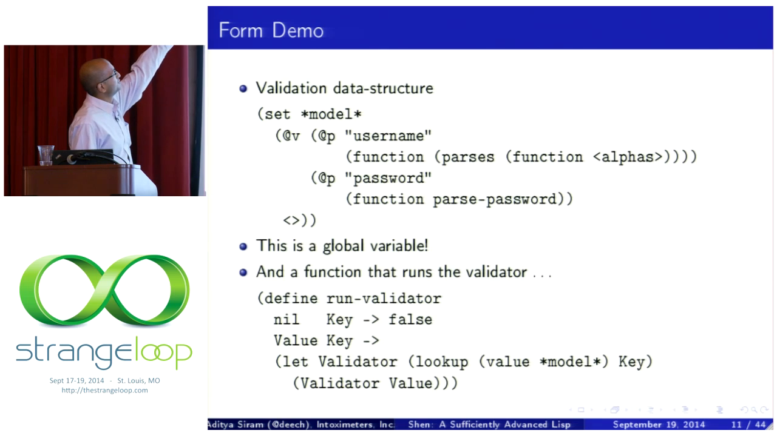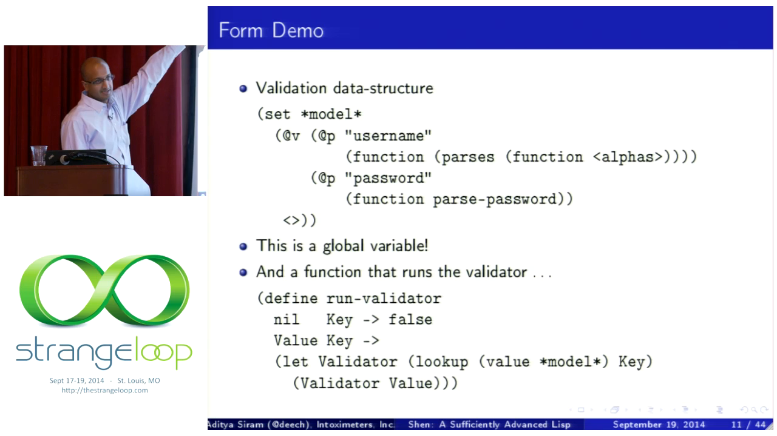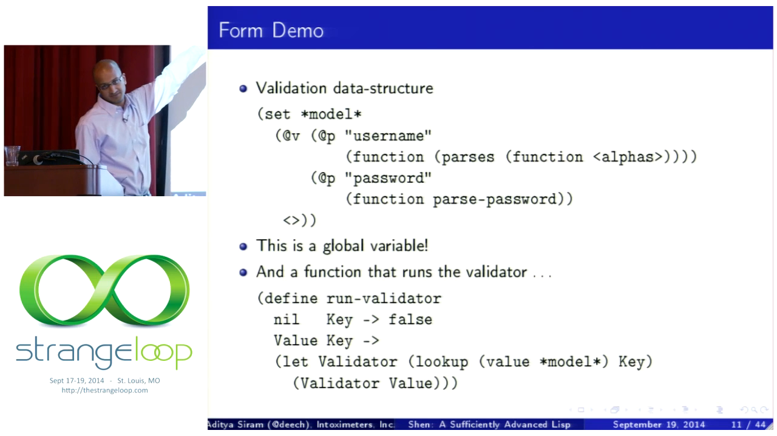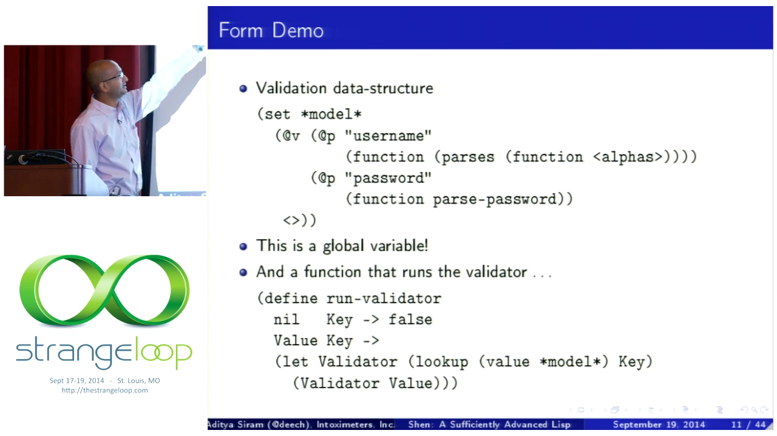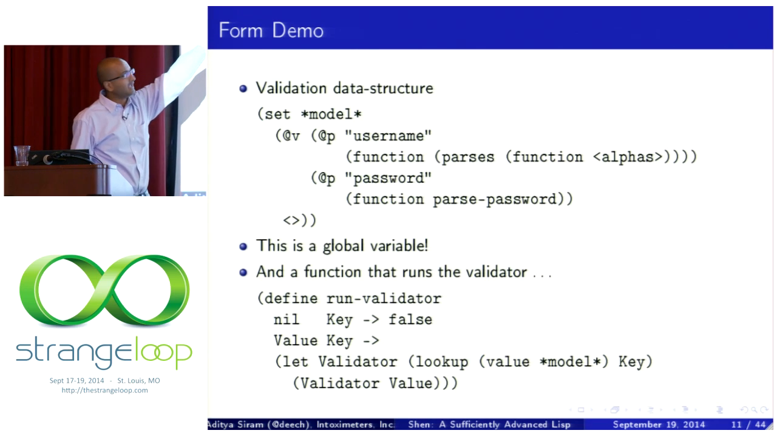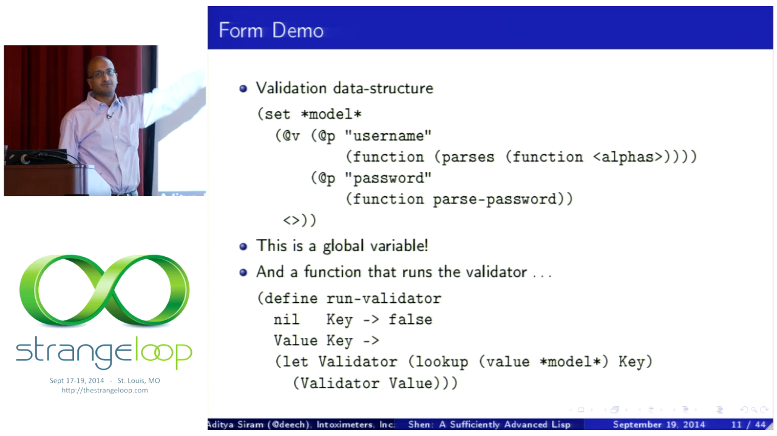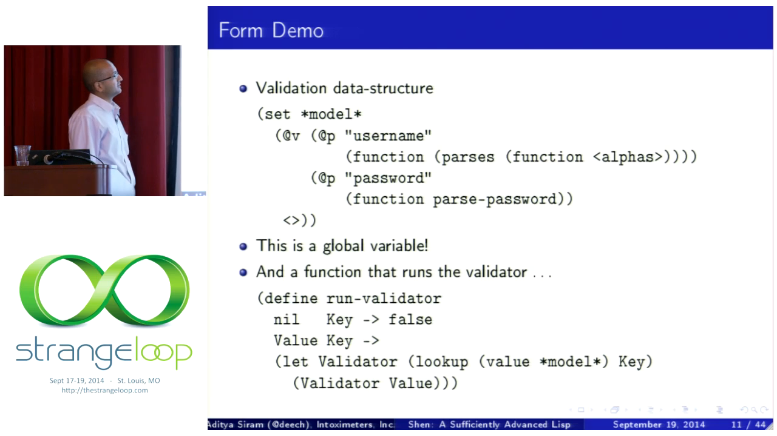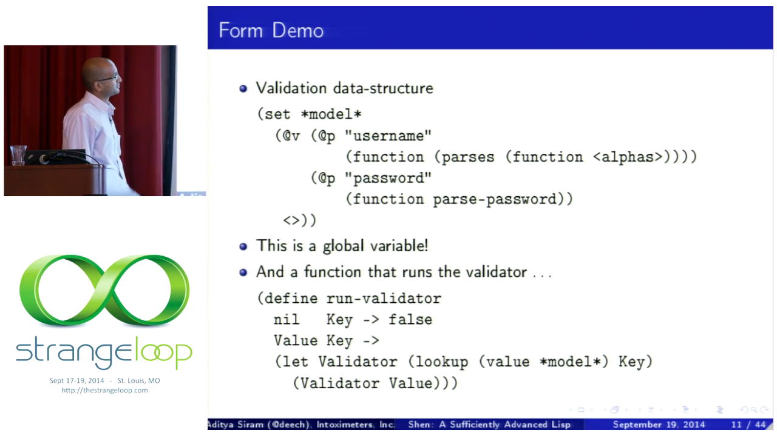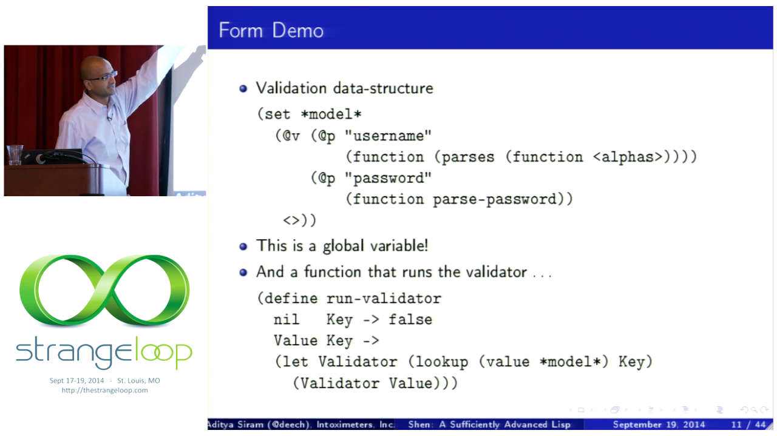So inside of model, we have a vector. And a vector in Shen is designated with the @v. And inside of the vector, we have two pairs designated by @p. The two pairs represent the two fields, username and password. And aside from the string username and password, we have associated functions to validate the user input of the username and the password. So running a validator basically means taking a key, which is either username or password, iterating through those pairs, finding the validator function, running it on the given value, and then handing that back to the user.